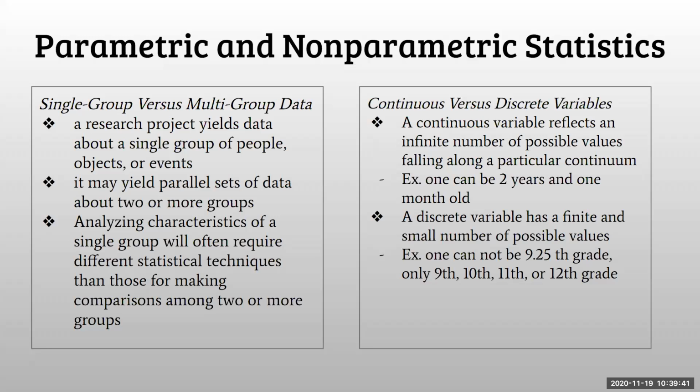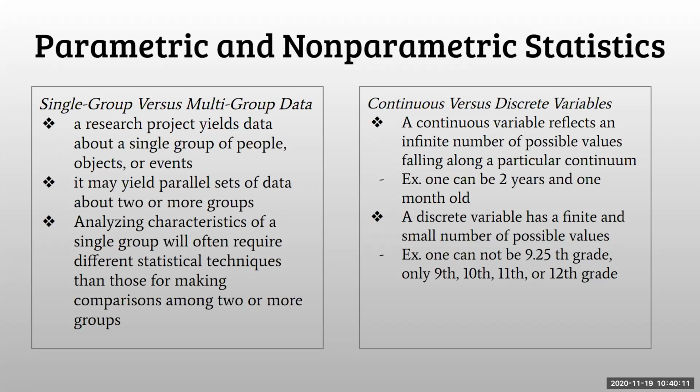Moving on, there are mainly two types of statistics that we're talking about in this chapter, parametric and non-parametric. First, single group versus multi-group data. A research project may yield data about a single group of people, objects, or events, or it may yield parallel sets of data about two or more groups. And remember that analyzing characteristics of a single group will often require different statistical techniques, sometimes more detailed than those for making comparisons among two or more groups.